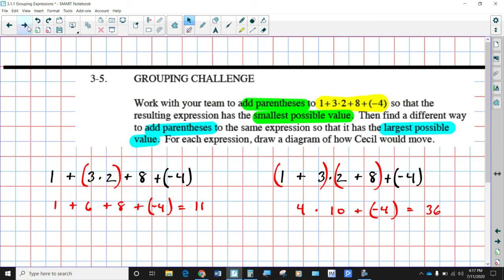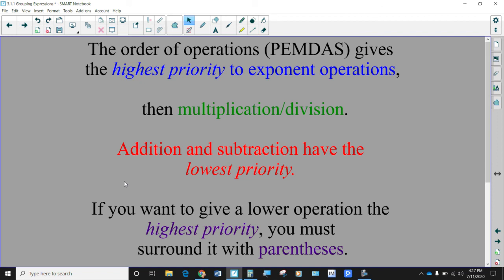Okay, so what is the whole point of order of operations? The order of operations gives the highest priority to exponents or exponent operations. We're not really working quite yet with exponents, but we'll work with them more in 8th grade. Then it gives the second highest priority to multiplication and division. And remember, they're equal partners, and you would move from left to right. Addition and subtraction always have the lowest priority, unless you want to give a lower operation the highest priority, you must surround it with parentheses, okay?